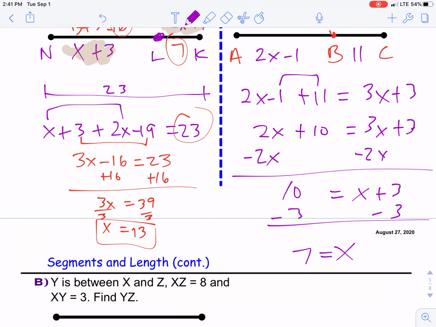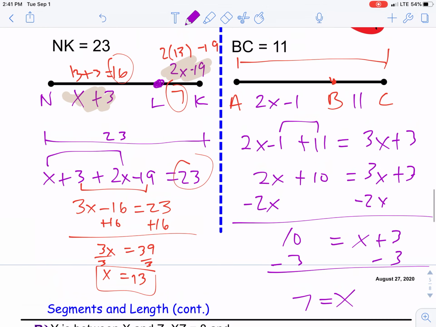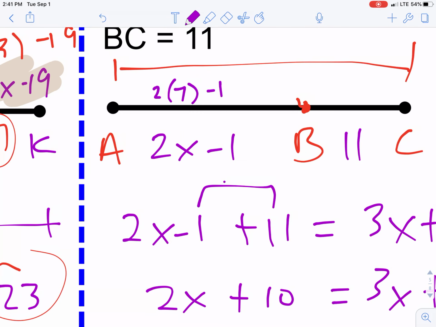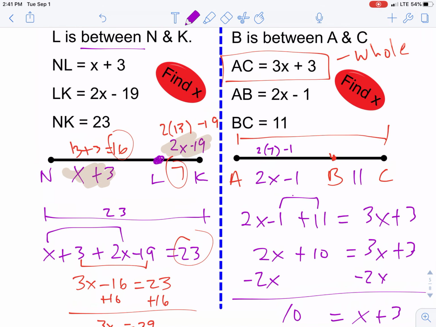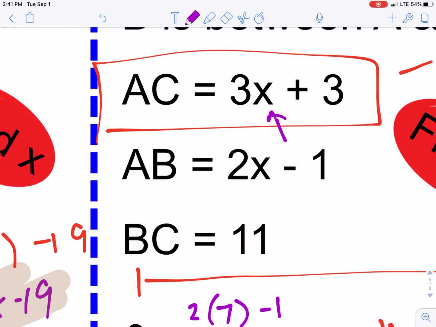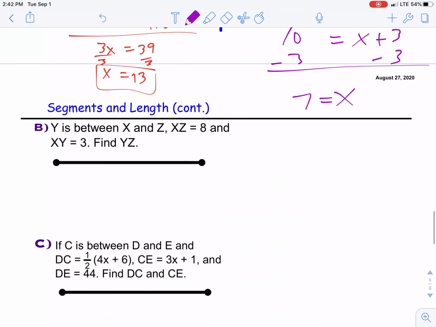And then you can go back and plug that in to see 2 times 7 minus 1 is 13. 13 plus 11 is 24. And then if you plug 7 in here for the whole distance, 3 times 7 is 21, plus 3 is 24. So you know our math is right.